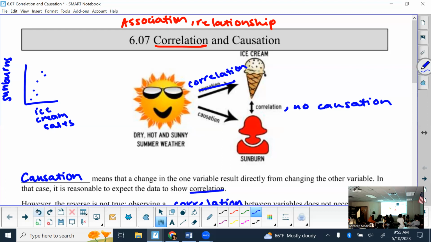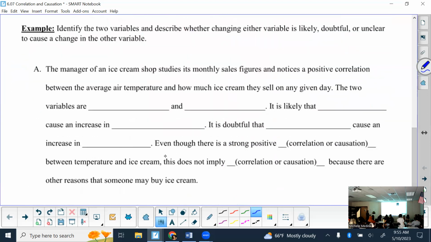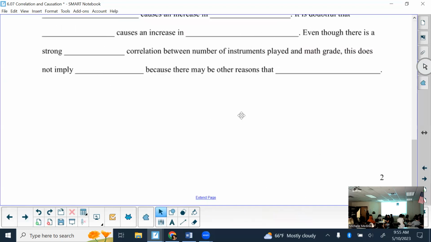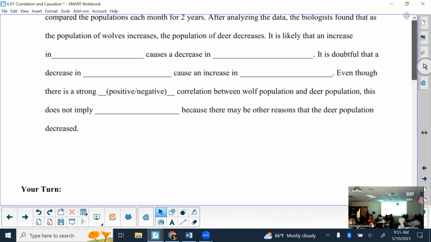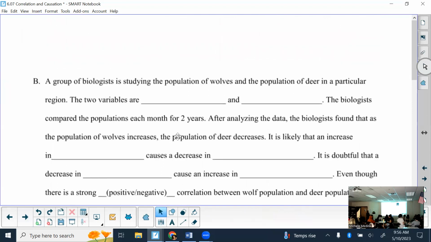Make sense? Okay. So then I don't think we need to fill out this first example because we just talked about ice cream sales and sunburns. But that's basically the gist of it. So let's do this one together, on the back side of that page. A good test question would be to give you a long word problem and ask, is it correlation, causation, neither, or both?